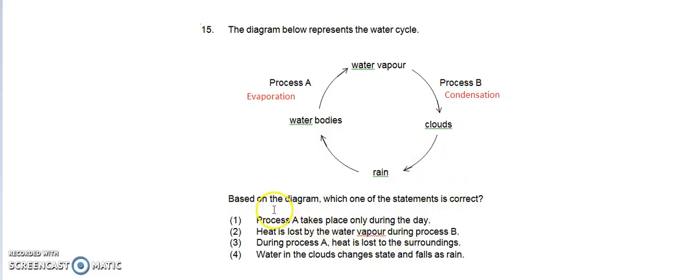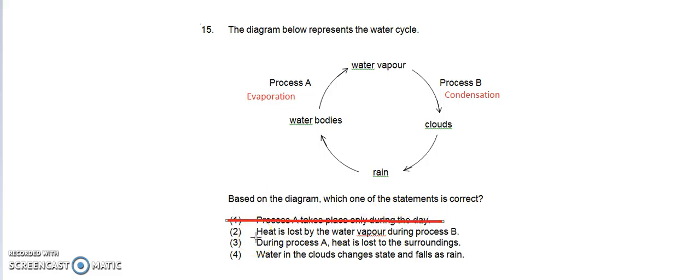So let's take a look at the question here. Based on the diagram, which one of the following statements is correct? Let's take a look at option 1. Process A takes place only during the day. Well, if you look at evaporation, it should take place at every moment of time. So option 1 is not the correct answer.